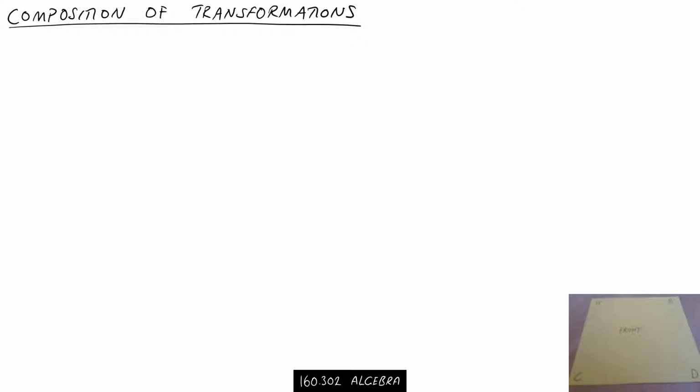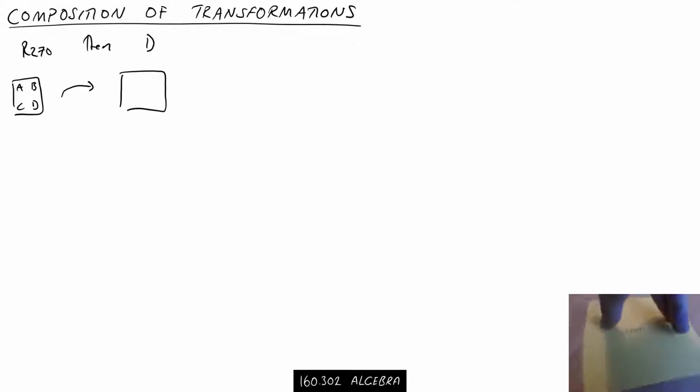So let's say that I want to take my square, and I want to do R270, then D. Okay, so I've got A, B, C, D. Here it is, A, B, C, D. If I do R270 on this, you can consult the table on the previous slide or just do it. Okay, that's 1, 2, 3. Then I get the configuration A, B, C, D like this.